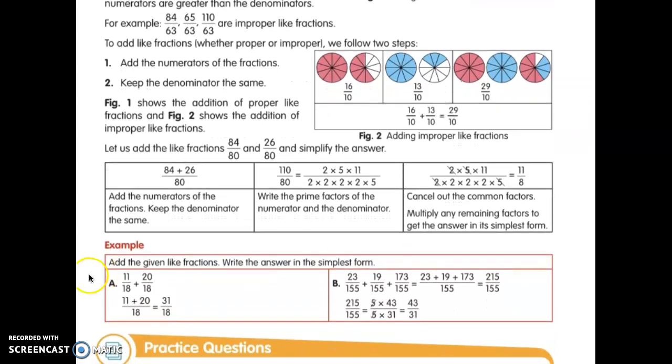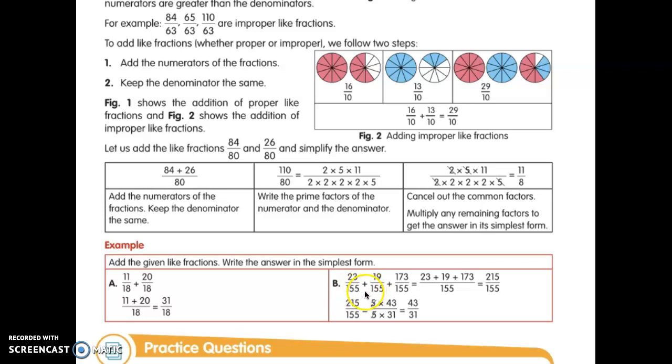Another example. Add the given like fractions. Write the answer in simplest form. Take note that when you add fractions, the answer must always be in simplest form. For example, we have 11 over 18 plus 20 over 18. The sum of 11 and 20 is 31 over 18. This one is an improper fraction.